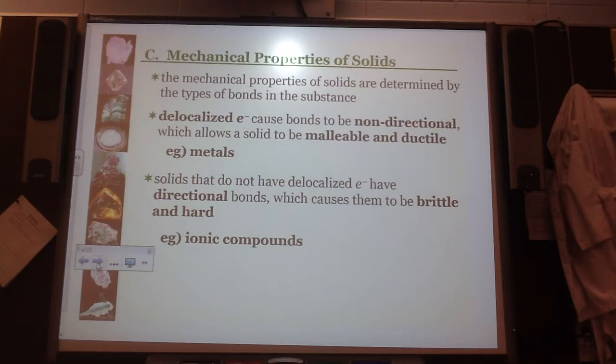So those bonds aren't in a specific direction, and so you can bend the object a lot more than, say, a crystal, right? Crystals aren't very bendy. Think about bending a diamond. It doesn't work. Solids that do not have delocalized electrons have directional bonds, which causes them to be brittle and hard, like our ionic compounds.